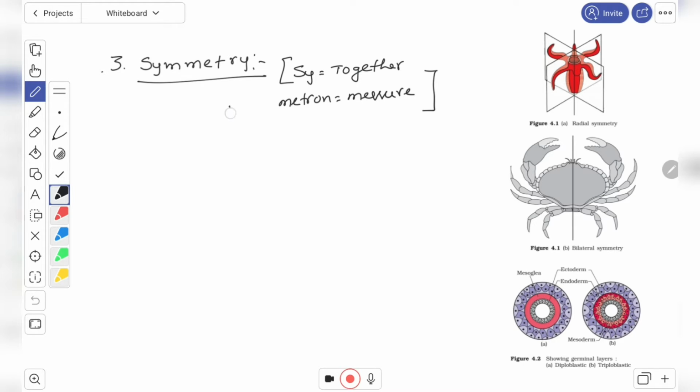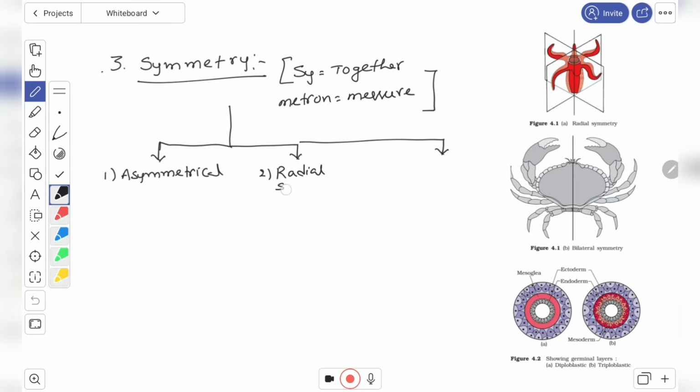The symmetry has three types: asymmetrical, radial symmetrical, and bilateral symmetrical. The first one, asymmetrical. Second one, radial symmetry. And third one, bilateral symmetry.